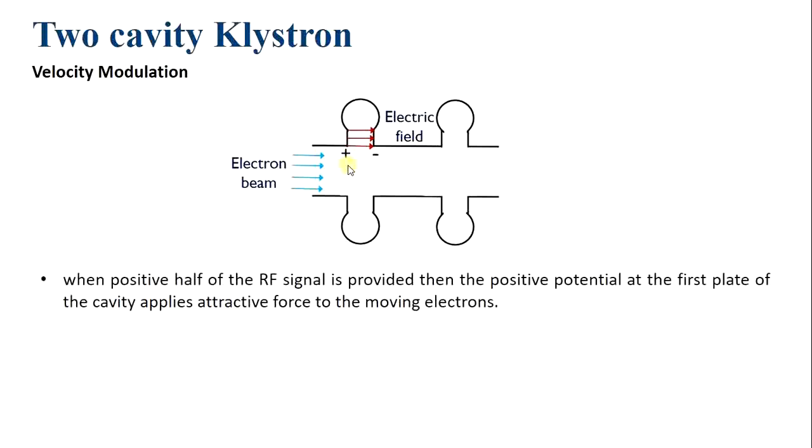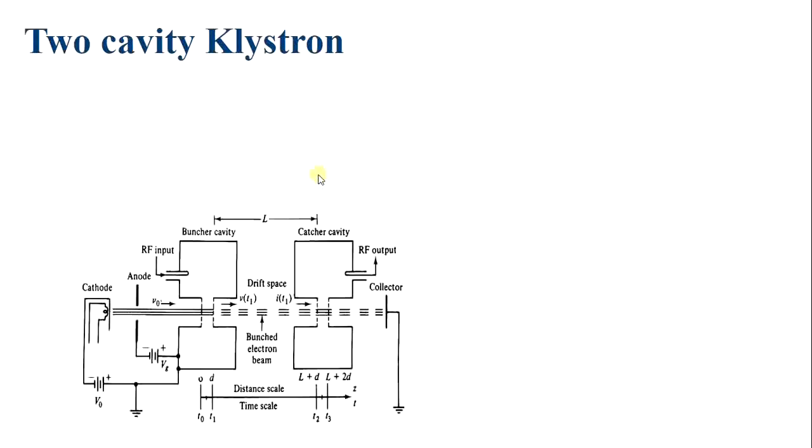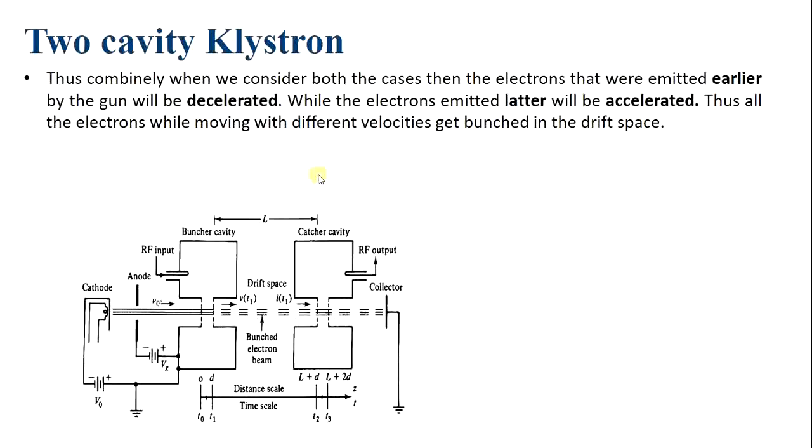Similarly, when the positive half cycle of the RF signal is provided, the positive potential at the first plate of the cavity applies an attractive force to these moving electrons, which are negatively charged. So this leads to an increase in the velocity of the electrons, that is they are accelerated. Thus, considering both cases, the electrons that were emitted early by the electron gun will be deaccelerated, while the electrons emitted later will be accelerated.